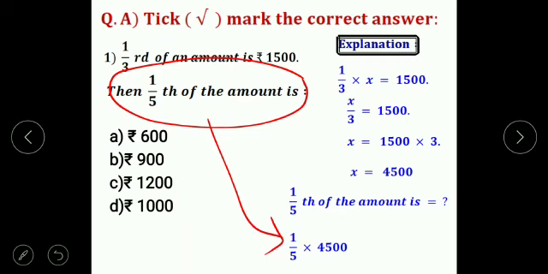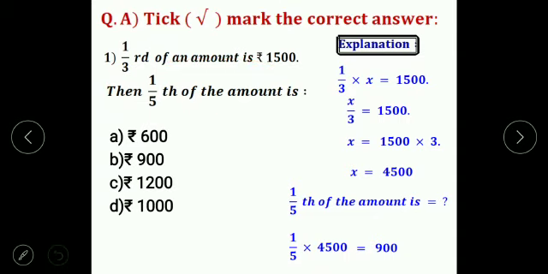So we know that in the fifth table 45 is there, right? So 5 ones are 5, 5 nines are 45. So we have to put 2 zeros. So what is the answer here? 900. Okay, so what is the correct answer here? Therefore, 1/5 of the amount is option number B, rupees 900. So this is the answer of question number 1.